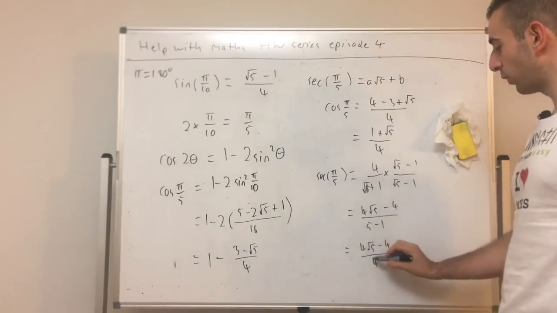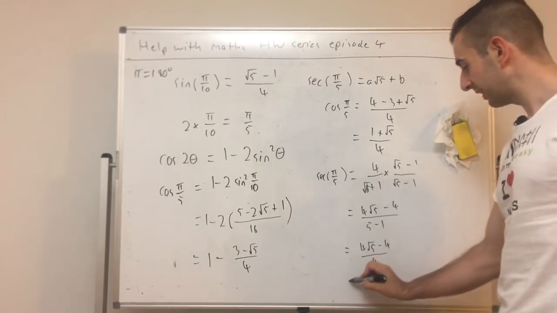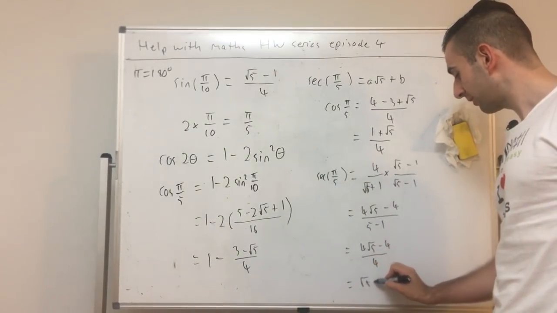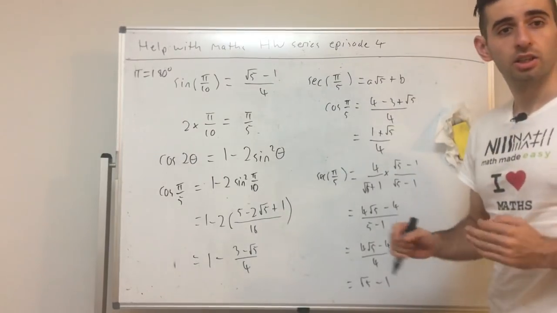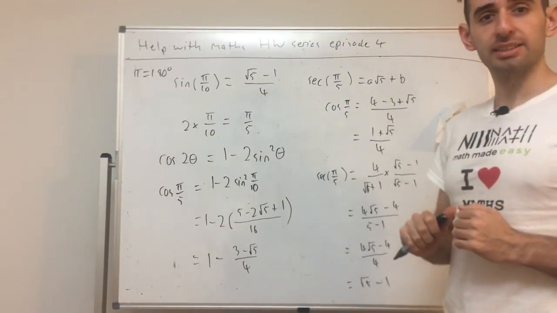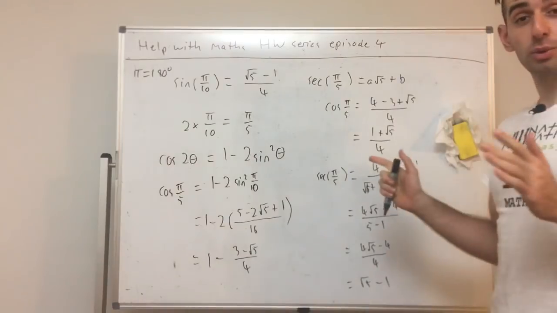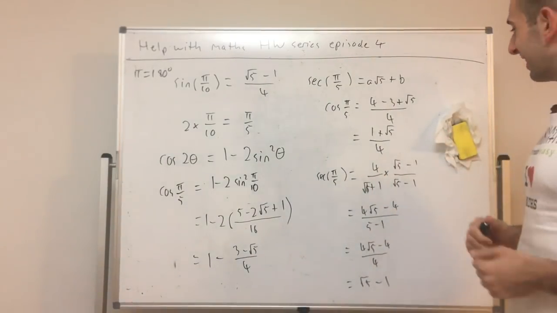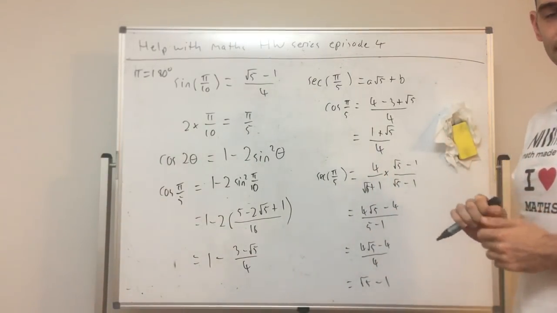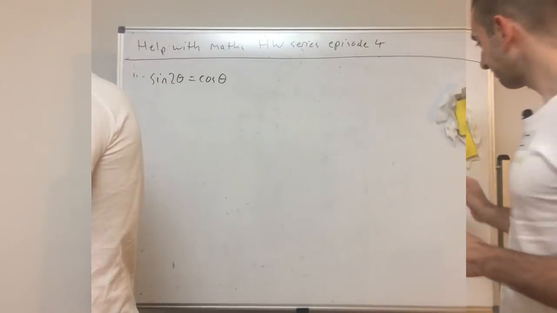And what you'll notice is this 4 will cancel if each of these falls on top, so we're left with root 5 minus 1. It's a very simple, nice looking answer now. Okay, so whoever's question this was, I hope this helps and you see how to do this nice and easy. All right, let's get to the next one.